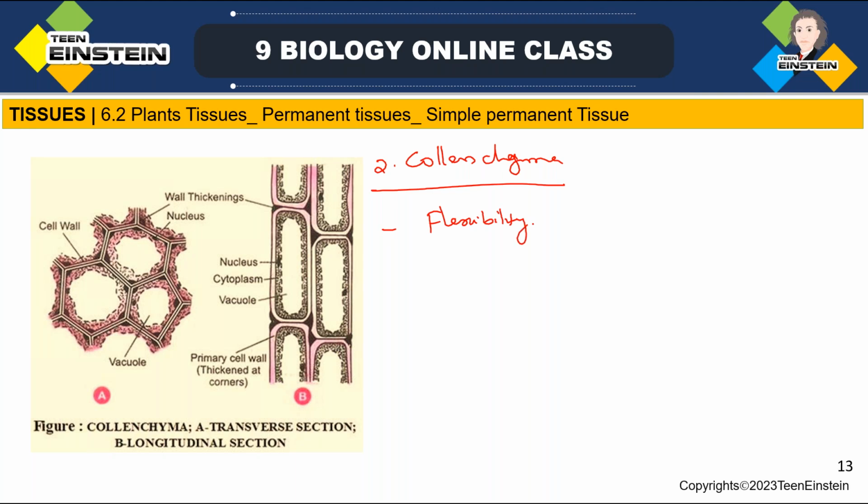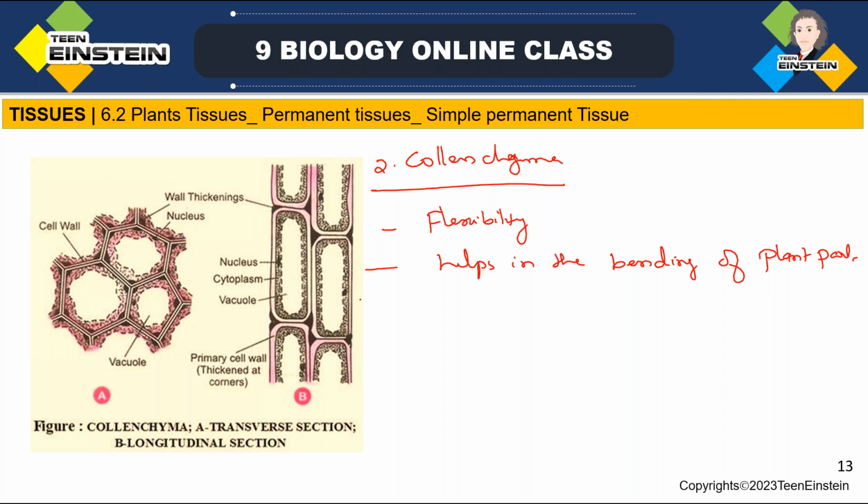That is giving flexibility in plants. This flexibility in plants is due to the help of another type of permanent tissue, which is called collenchyma. The flexibility, due to the presence of collenchyma, allows the plant part to bend. So this is helping or allowing bending of different plant parts.